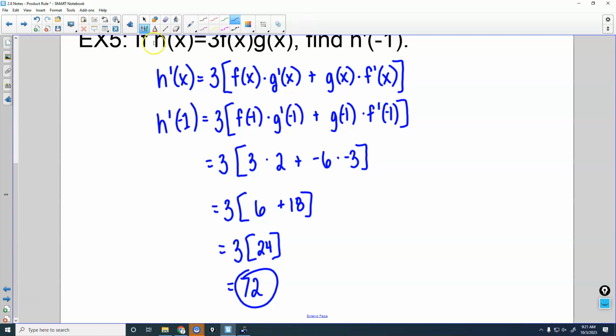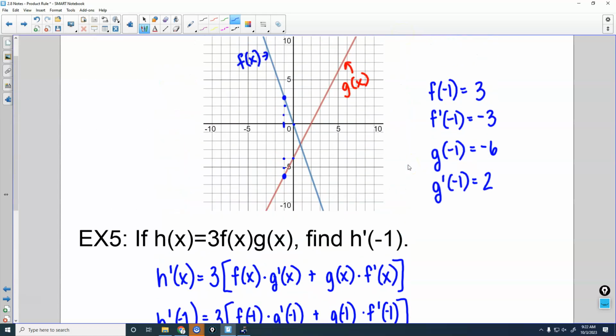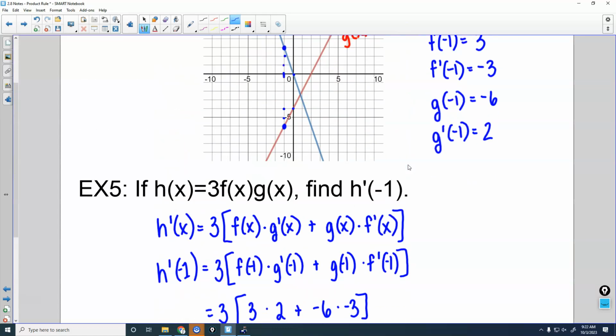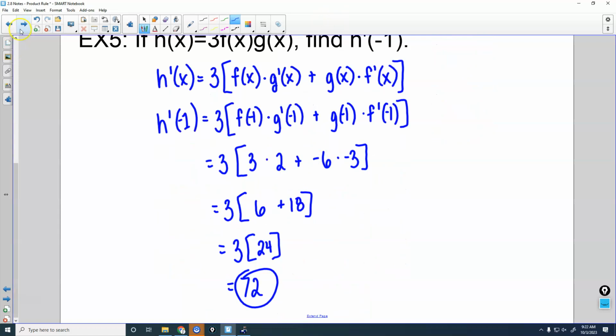AP, it seems like lately, has been loving giving problems like this, ones where you don't actually have the equations that you've got to work out, but you've got to do it in theory here. Well, this tests several things at one time because it makes sure you know product rule, but it also makes sure that you know how to find f of negative 1 and how to find f prime of negative 1 and what that means. So it does test several things at one time.